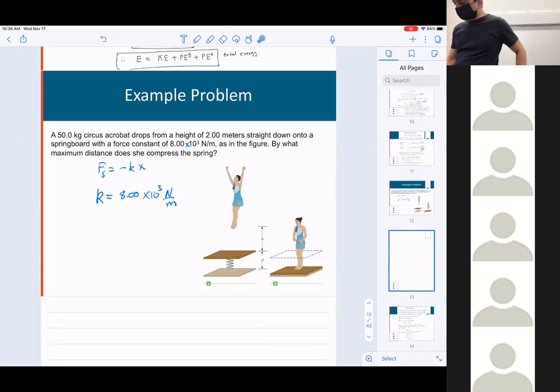So now the question is, by what maximum distance does she compress the spring when she lands on the spring? So in other words, she's going to land on the spring and the spring is going to compress by some amount. And the question is, by what amount does the spring compress?